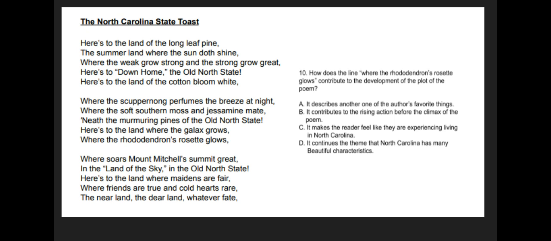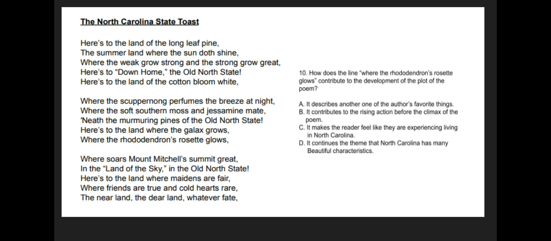All right, so question 10 of this one, and I know the numbers are out of order. That's okay. It says, how does the line where the rhododendron's rosette glows contribute to the development of the plot of the poem? The choices are: it describes another one of the author's favorite things; it contributes to the rising action before the climax of the poem; it makes the reader feel like they're experiencing living in North Carolina; or it continues the theme that North Carolina has many beautiful characteristics. So you need to look at it and think about what the plot is.